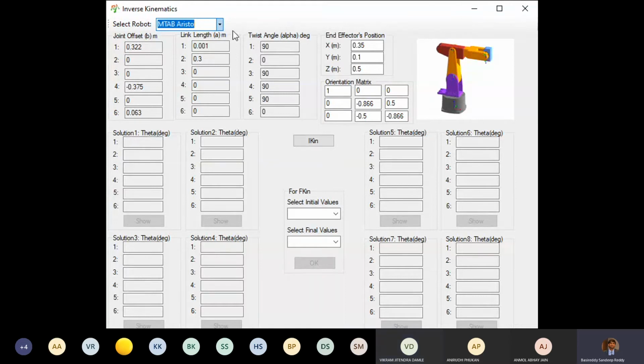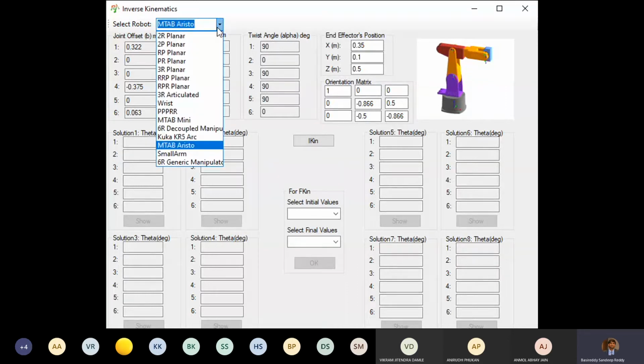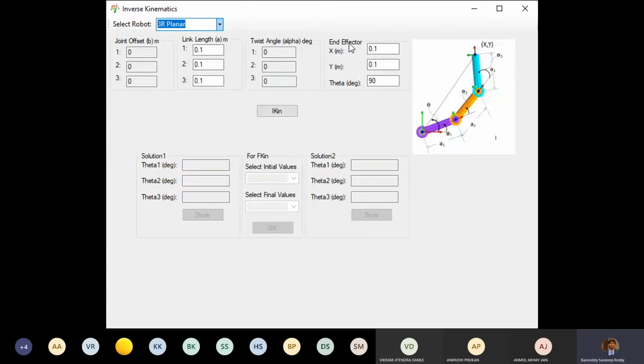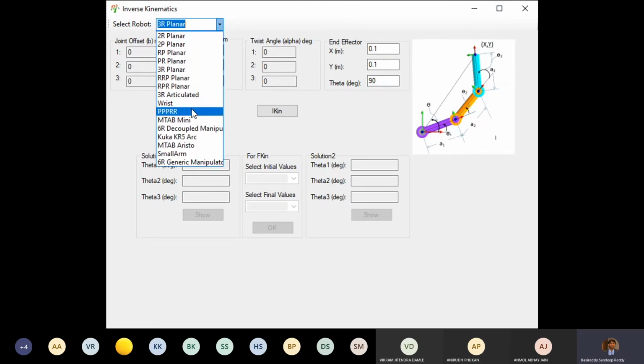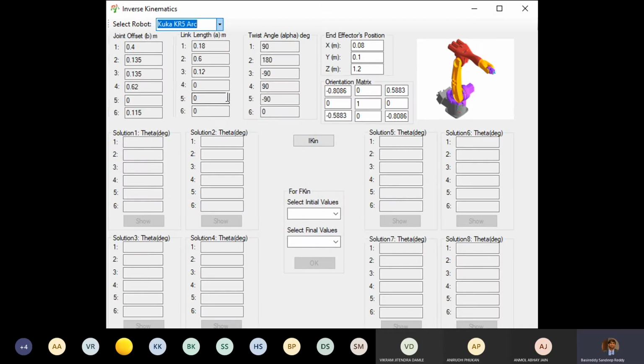Yeah. So the one that I showed the 8 solutions, it was, if you can see at the top, MTab Aristo. If you scroll down this button, then you'll see many different robots. For each of them, if you click 3R planar, you need only 3 inputs, X, Y, and Phi, and you get 2 solutions. Similarly, if you calculate for some KUKA robot, that is a 6 degree of freedom robot, you'll again get 8 solutions and so on.